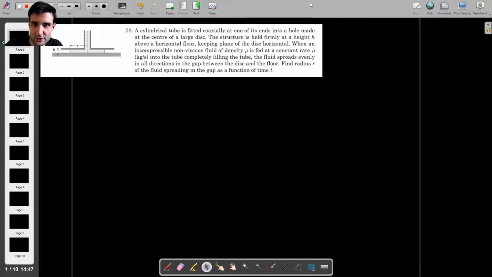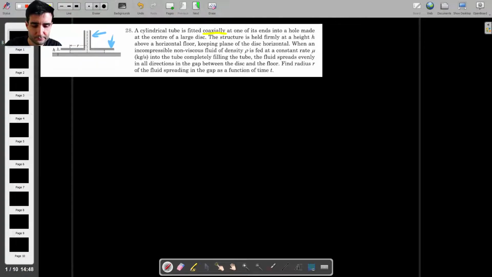So let's try to read the question and see what we have to do. We're dealing with a cylindrical tube that is fitted, it says coaxially, onto a hole made in the center of a large disk. So basically this here is the disk, this here is the cylinder, and they're both fitted into each other. And then we start pouring water into that hole, from the cylindrical tube.